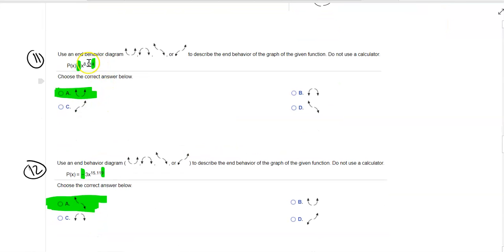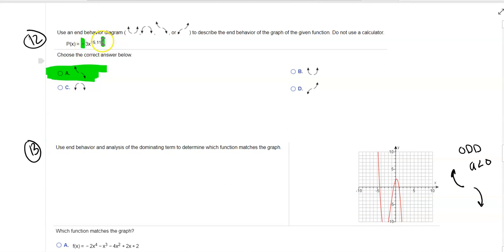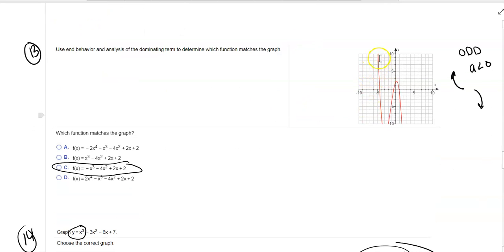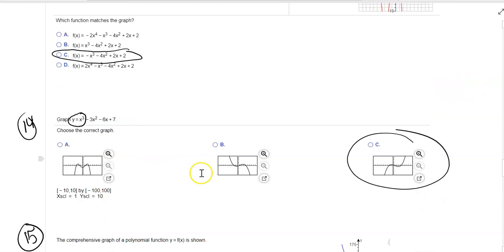And then here, I don't care what this whole number is. I just care that it is even and that this is positive in the front. Here, I don't care about how large the number is. I just care that it is odd and it is negative to have this shape. Here, we're given a graph, so I'm just looking at the end behavior. We can see it's this. Therefore, I know it's odd. And then since it's doing it in this fashion, I know that it's also negative. So I just picked the one that matches that.